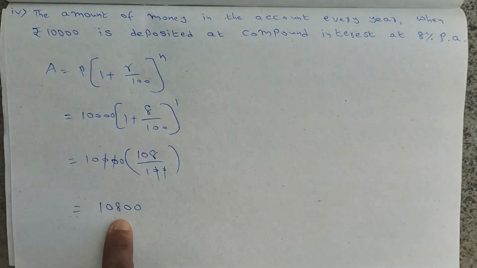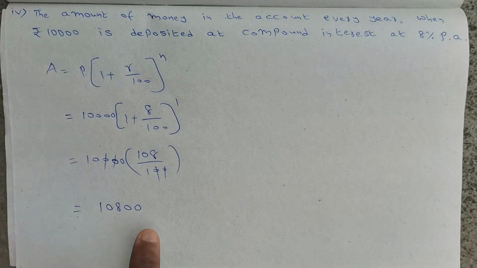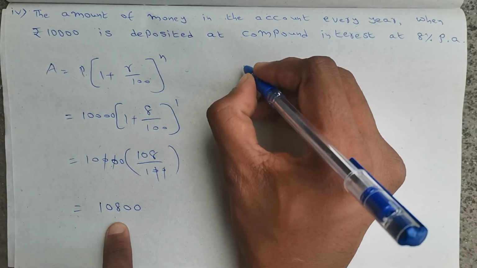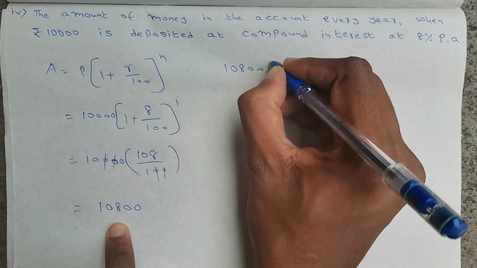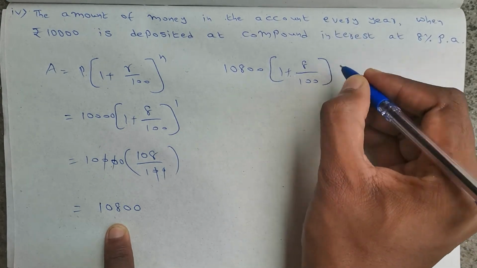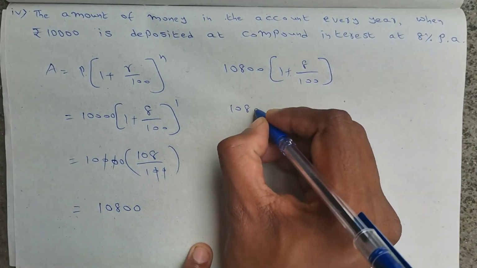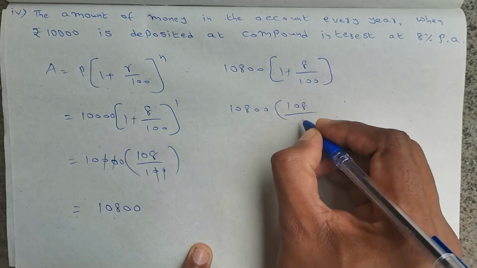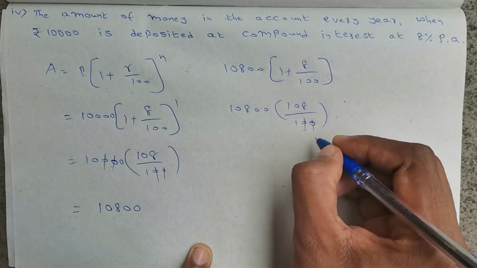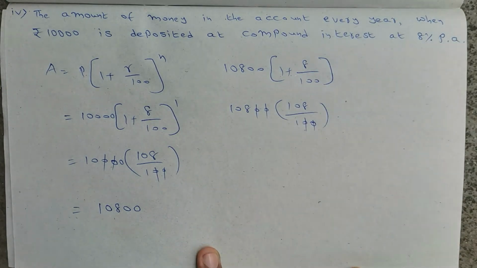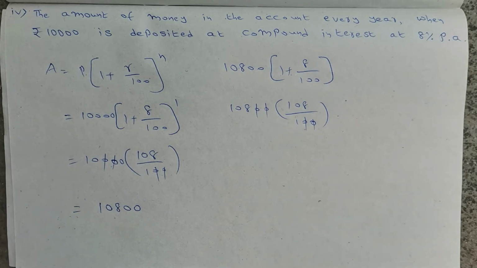Now it is compound interest. So this 10,800 rupees amount will become the principal for the next year. So again, in the place of principal, we need to substitute 10,800 rupees into (1 plus rate of interest, same as usual, 8 divided by 100) to the power 1. So 10,800 into 108 divided by 100. Here two zeros will get cancelled. So we are left with 108 into 108.